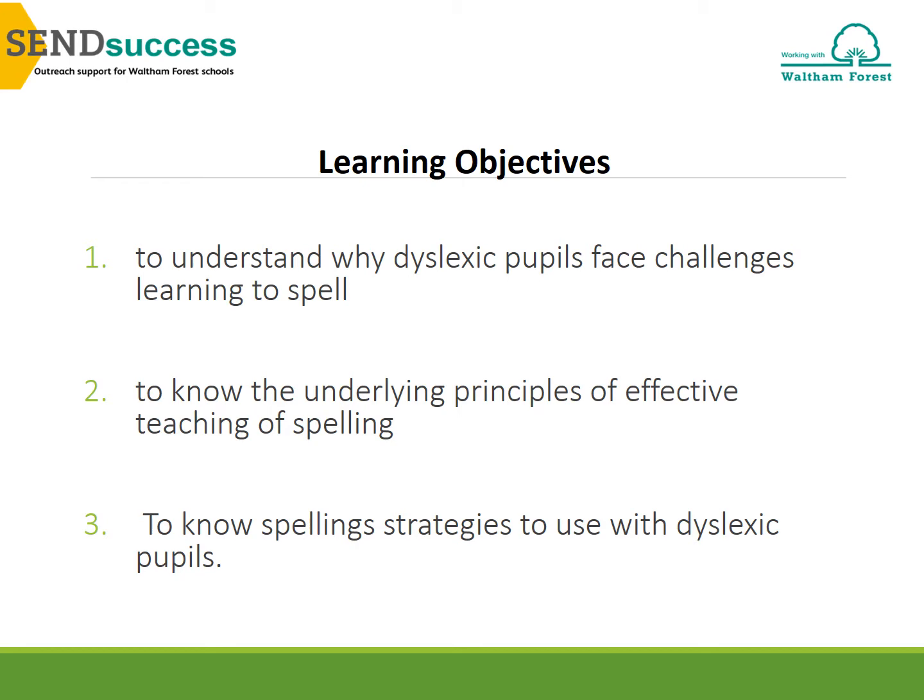The learning objectives of this webinar are to, first of all, understand why dyslexic pupils face additional challenges when learning to spell in English, to recognise the underlying principles of effective teaching of spelling, and also to be aware of some best practice strategies to use when teaching spelling to dyslexic pupils.